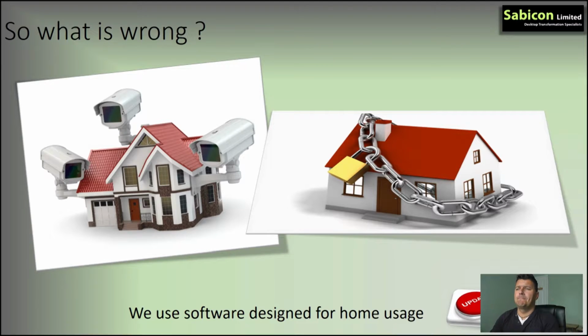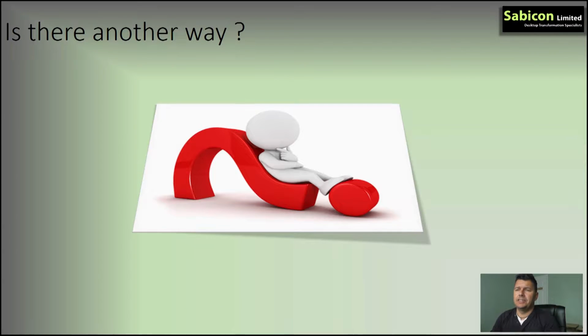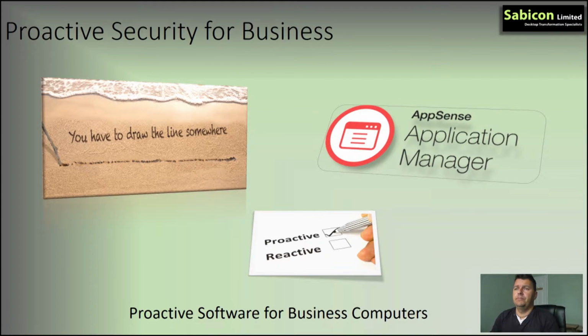Is there another way? Well, this is the idea of this video, to introduce you to a slightly different approach and see whether or not this will fit your business. So what we're going to look for here is a proactive security solution for businesses. Draw a line in the sand and say, I'm going to do something different. We're going to do this a different way. We're going to be proactive about this. And AppSense Application Manager can help in this area. So again, we're looking for a proactive business solution for security.